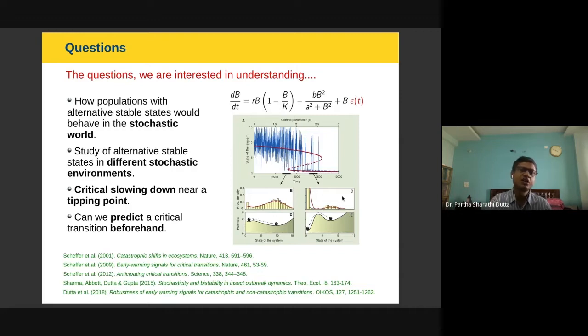The study of alternative steady states in different stochastic environments, and we all know that in the vicinity of a tipping point, if there is a bifurcation, then there will be critical slowing down. And can we use this information of critical slowing down to predict a critical transition beforehand? So these are a list of very nice papers which talk about critical transitions in various systems.